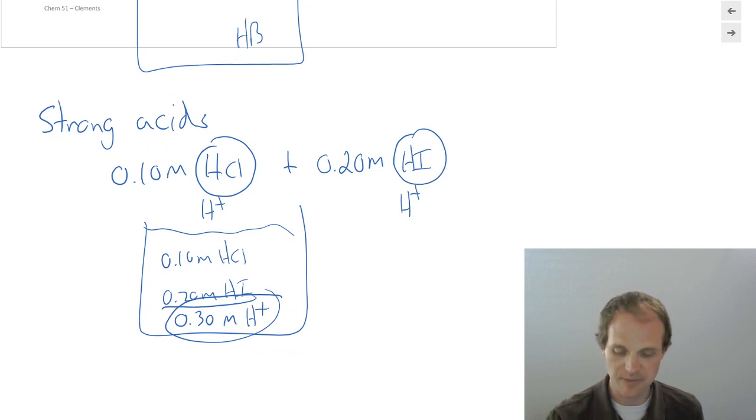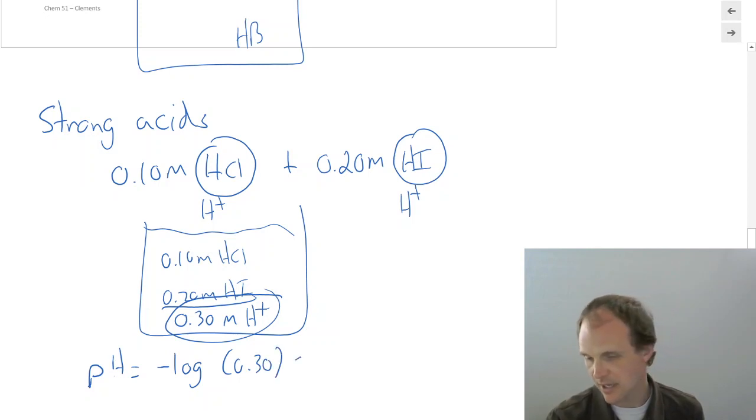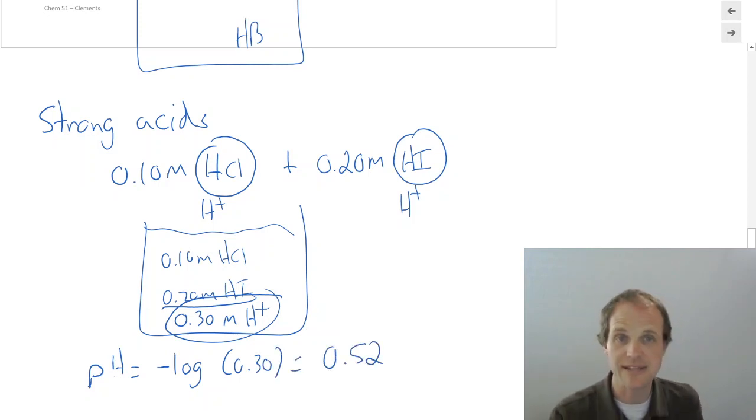So if we wanted to find the pH, we just take the negative log of 0.30, and you'd get 0.52. Okay, so that's how we'd find the pH of a mixture of strong acids.